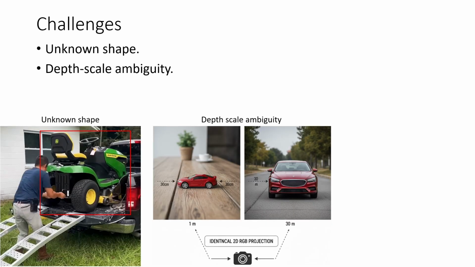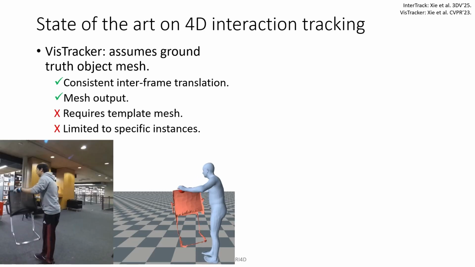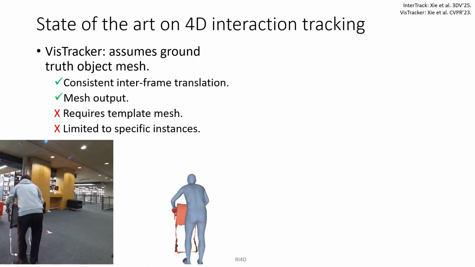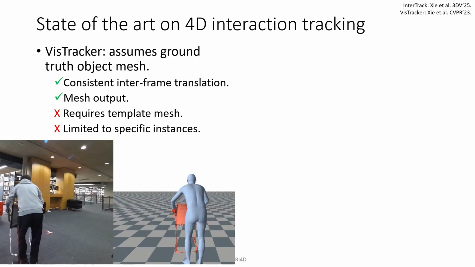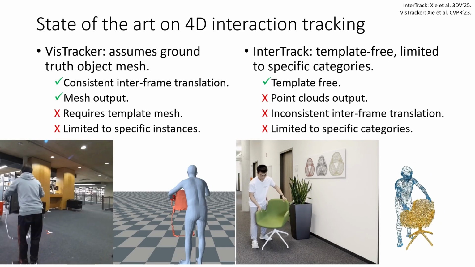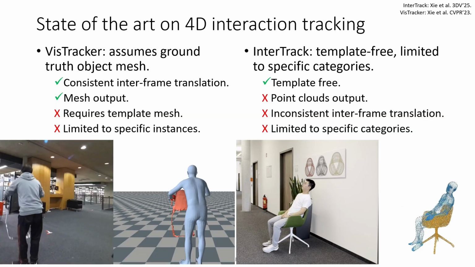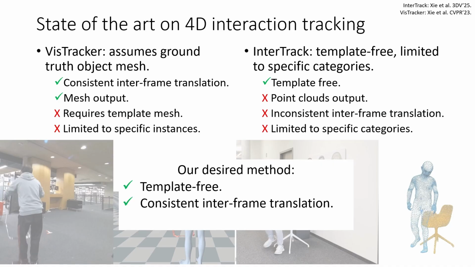This is a very challenging problem due to unknown shape, depth scale ambiguity, and dynamic motion with occlusion. Previous method VisTracker simplifies the problem by assuming a ground truth object template. This produces consistent translation and good mesh, but it requires a template and is limited to specific object instances. Recent method InterTrack is template-free, but it can only reconstruct point clouds and produces inconsistent translation. It still works only for limited object categories. What we want is a method that is template-free, has consistent inter-frame translation, and generalizes beyond fixed categories.